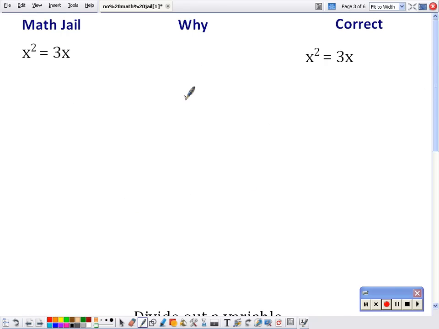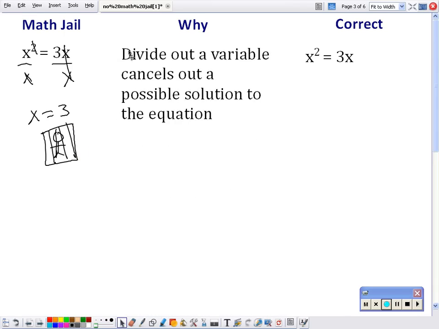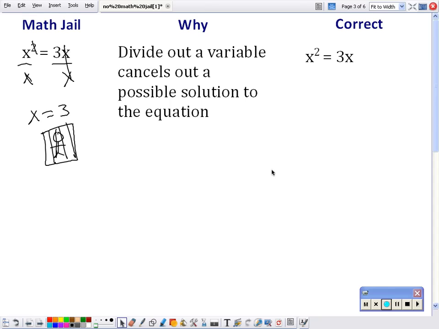Okay. Another thing people have been doing that lands them in math jail is if they have a quadratic that is not set equal to 0, people have been dividing by a variable like this. They divide out the x, they cancel, and they say, aha! x equals 3. I rock. I'm done. No. This puts you in math jail. Why? When you divide out a variable, you've canceled a possible solution to the equation.